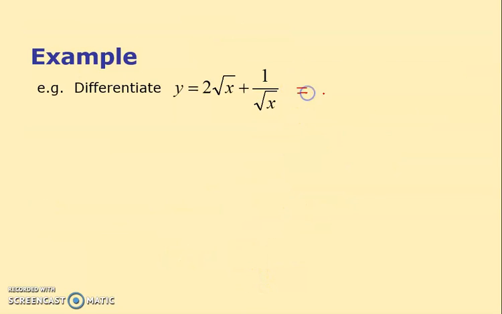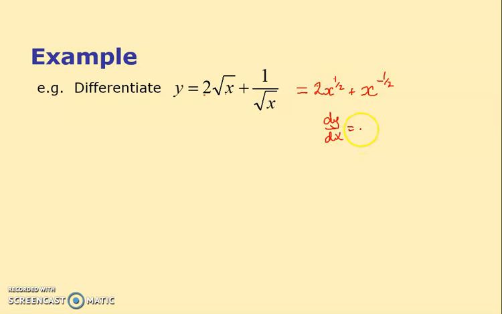Well, first thing I want to do is rewrite this. So I'm thinking it's got a root, so I'm going to say 2x to the half, plus, it's on the bottom of a fraction, so it's to the power minus. So I reckon it's plus x to the minus a half. And now, and only now, can I find dy by dx.